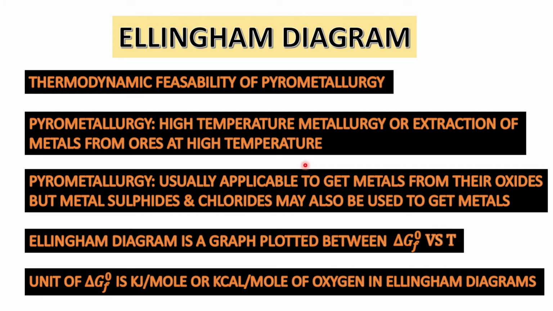And then the last point: what is the unit of your standard Gibbs free energy? You can take it in kilojoule per mole or in kilocalorie per mole of oxygen. Please remember, this is the unit for standard delta G of formation in the Ellingham diagram: kilojoule per mole or kilocalorie per mole of oxygen. Please remember, this is very important.